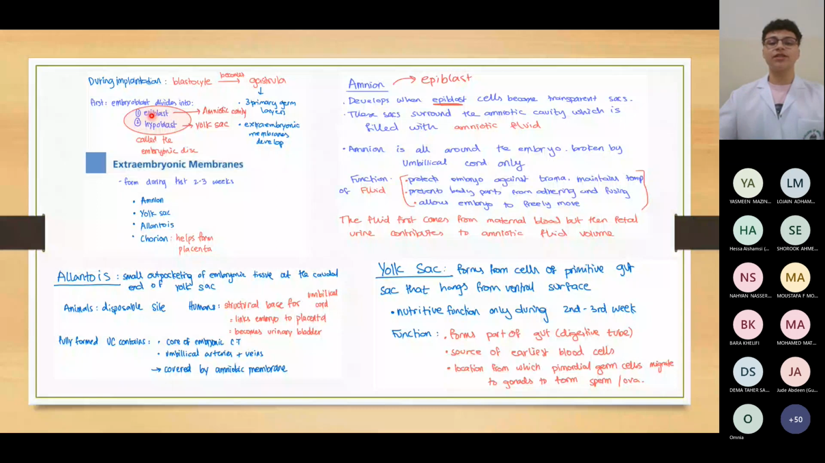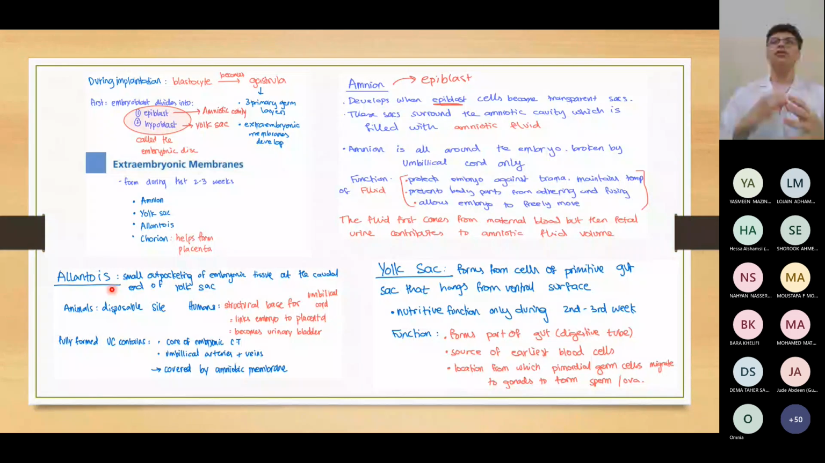Whenever the baby is developing, the baby wants to move around. The baby wants smooth movement, and the amniotic fluid provides that smooth movement. And when the baby is developing, we don't want the parts and the organs to fuse together. The amniotic fluid will also prevent the fusion of the organs together. Okay, now we're done with the amnion. Let's go on to the allantois.